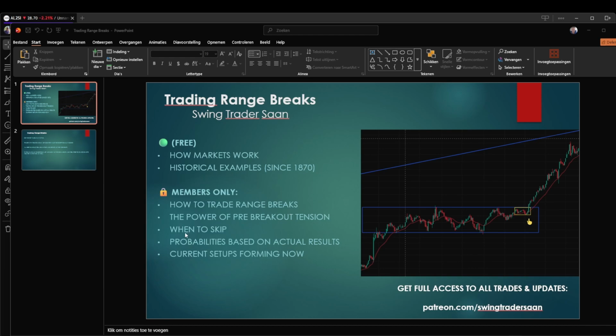better. When to skip these trades. I'm going to show you some actual results. I found about 800 trades I did record a long time ago, but I think it's still valuable to show. And then we're going to end, just like last time, with setups that are forming at the moment.